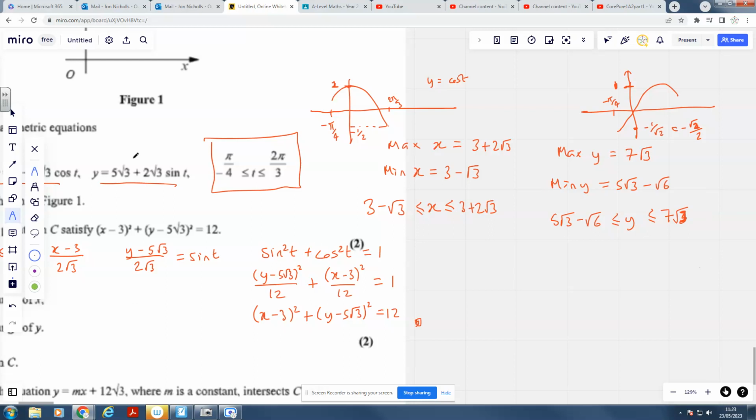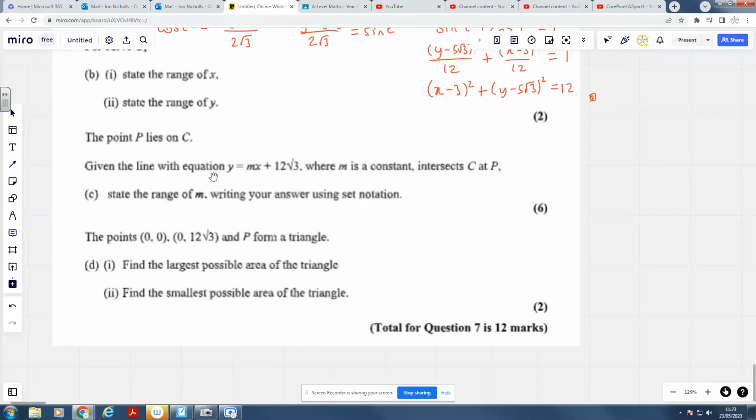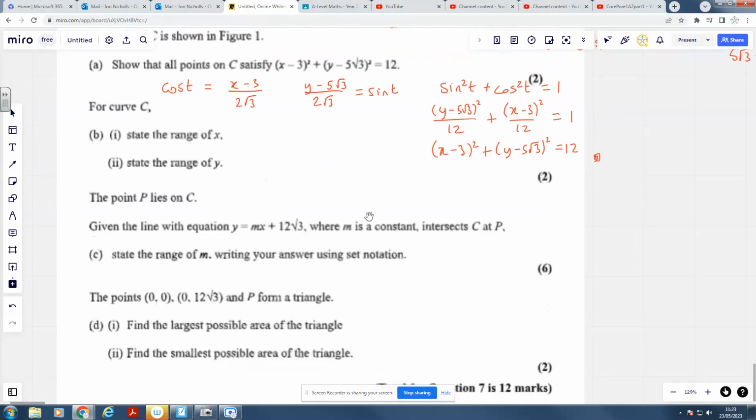Okay, nasty question, I'm sure you'll agree. Well, 2 marks for that. That was a lot of hard work for 2 marks. It gets worse. I wish it got better, but it gets worse.